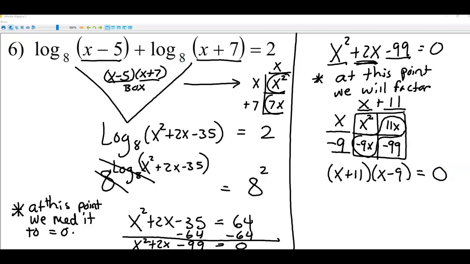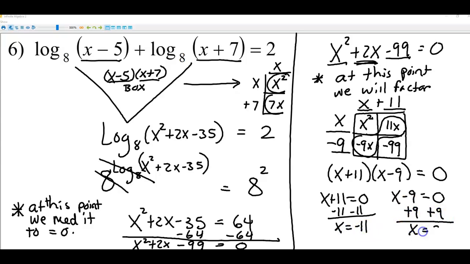So let's take a breather. We're almost done. Step 1, we just added them, right? We multiplied to combine into one log. We exponentiated. Since this is a quadratic, we need it to equal 0, and then we factored. Now we're ready to solve. So we'll set this one equal to 0. We'll set this one equal to 0, and we'll solve both. I get negative 11. And I get 9.